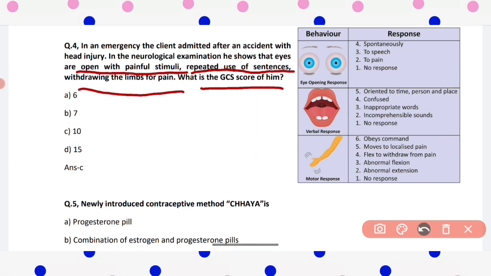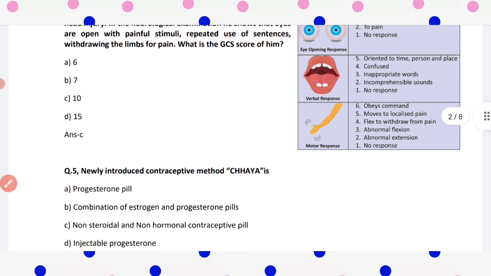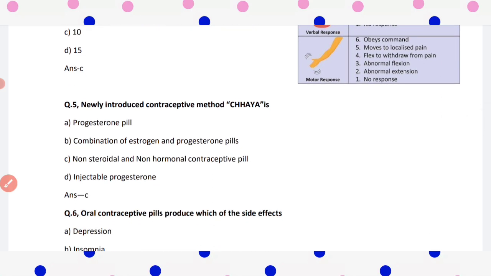And the next one is a newly introduced contraceptive method, that is Chhaya. The options are a progesterone pill, a combination of estrogen and progesterone pill, a non-steroidal and non-hormonal contraceptive pill, and injectable progesterone. See, Chhaya is a non-steroidal and non-hormonal contraceptive pill. It is a newly introduced pill in USA, and weekly once they have to take the pill in order to maintain the contraception. So option C is the right one.